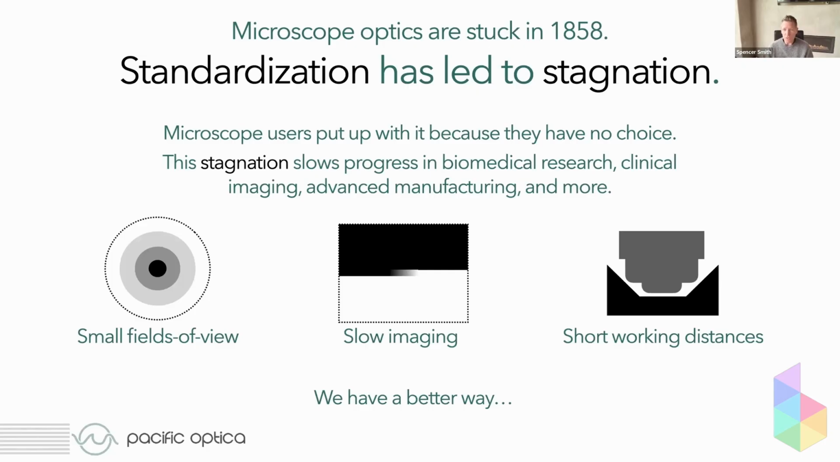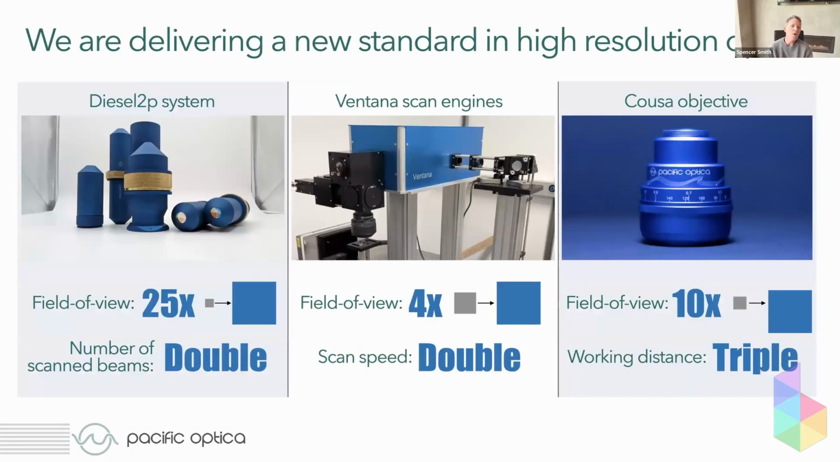It's slow imaging, with short working distances. And this is very frustrating for me. I recognized this issue when I was a postdoc, and when I started my lab, I started building optics so that we could do something better. That effort has evolved into the Diesel2P system, which gives us this really big field of view for multiphoton imaging.